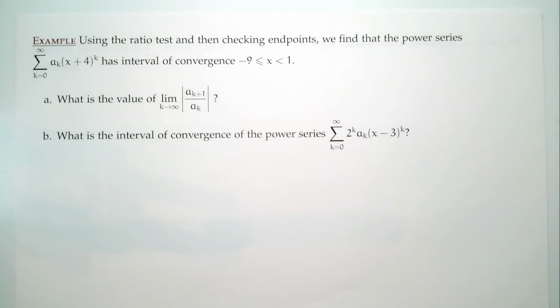Using the ratio test and then checking endpoints, we find that the following series, the sum k equals 0 to infinity of a_k times (x plus 4) to the k, has interval of convergence -9 less than or equal to x less than or equal to 1. So there's two parts. What's the value of the limit as k goes to infinity of a_(k+1) over a_k?